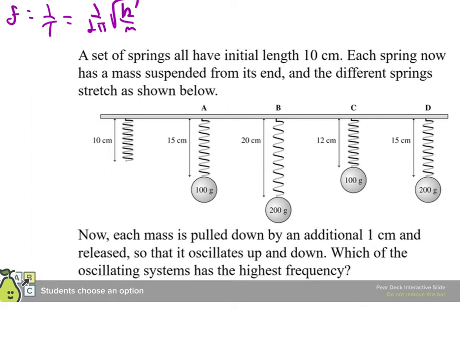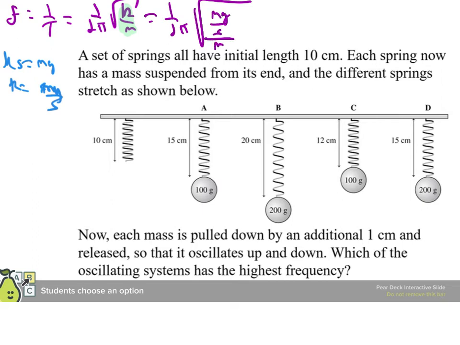So as before, this sort of thing is what we really care about. On the other hand, we don't actually have k, which is a little frustrating. But that's not too bad, because we had said, as we said in the last one, k times the stretch is mg. So k is mg over s. So the frequency is 1 over 2 pi root of mg over s over m.